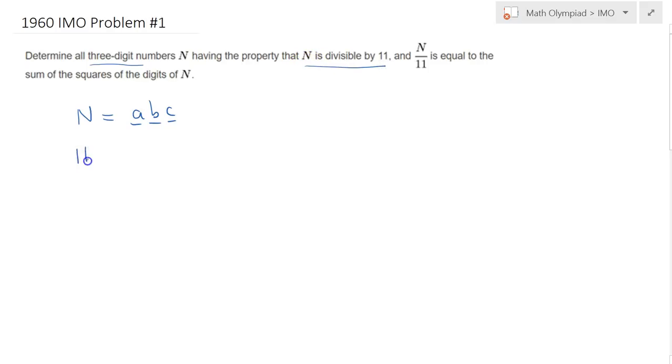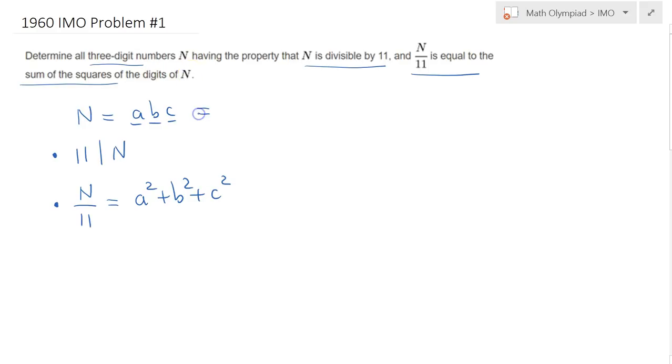So firstly, 11 divides n. And secondly, n over 11 is the sum of the squares of the digits. So n over 11 is equal to the sum of the squares of the digits. Okay, so we know these two conditions, and that's it. So we need to find the number n.